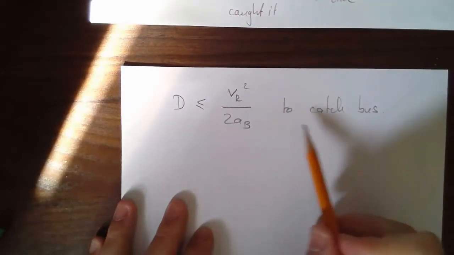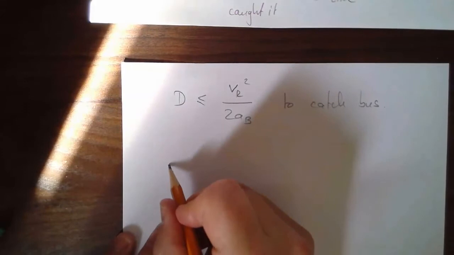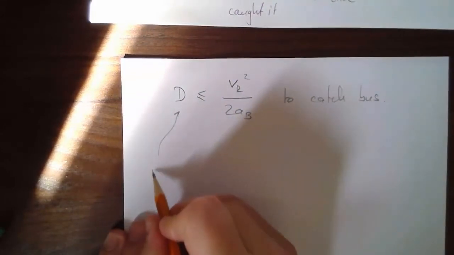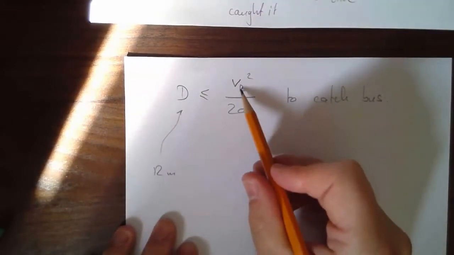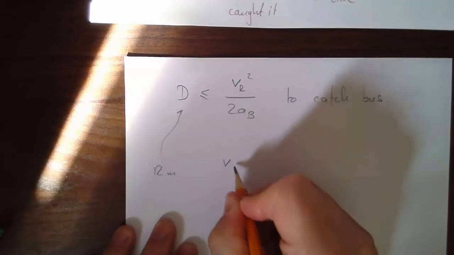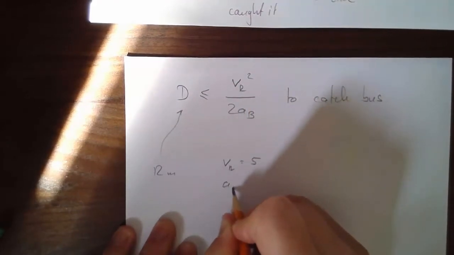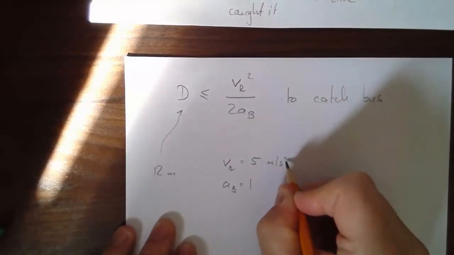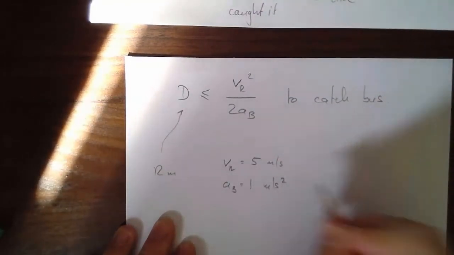Well, let's have a look. Let's plug in the values we're given. D in our case is going to be 12 meters. V is 5, right? So VR is equal to 5. AB is equal to 1. Those are the values we're given. Meters per second. 1 meter per second squared.